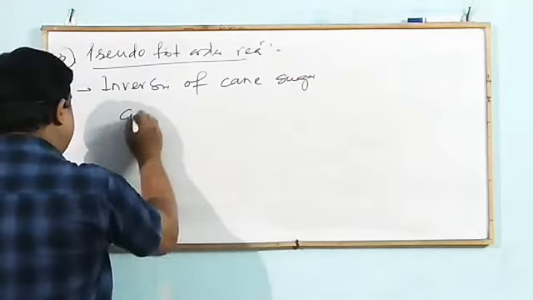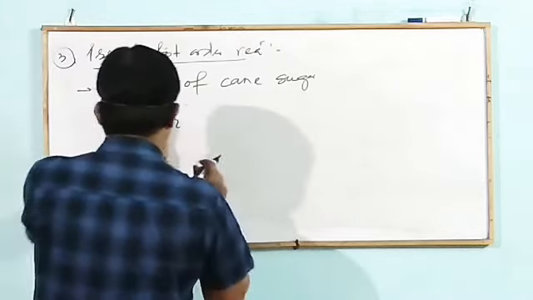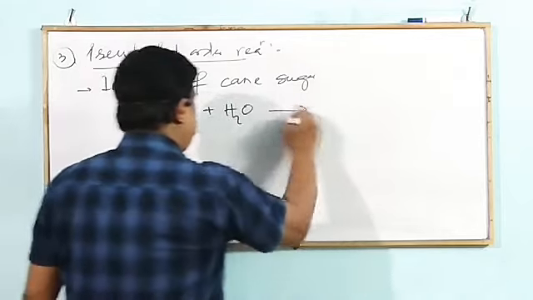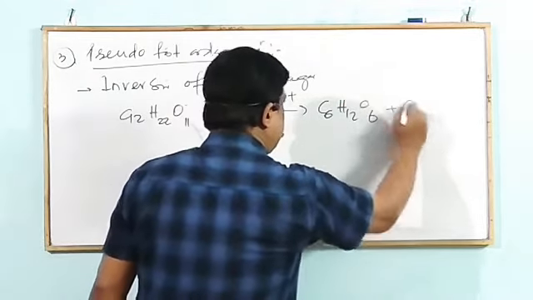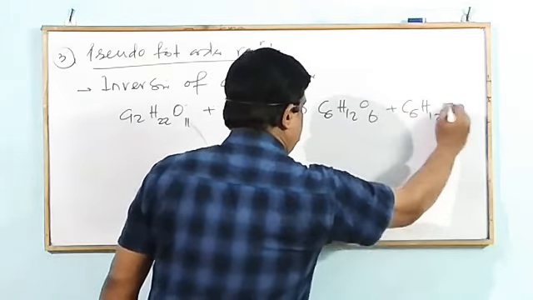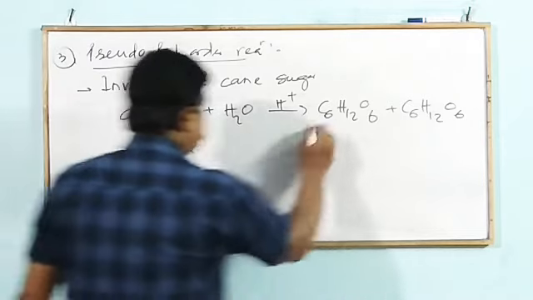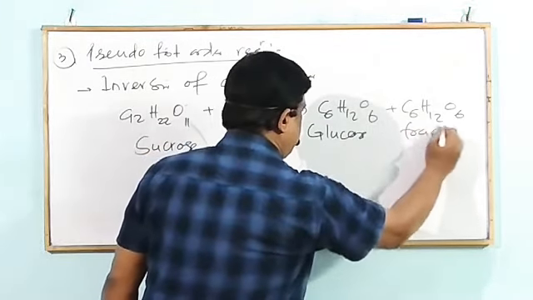That is C12H22O11 plus water give rise to C6H12O6 plus C6H12O6. It is sucrose, it is glucose, it is fructose.